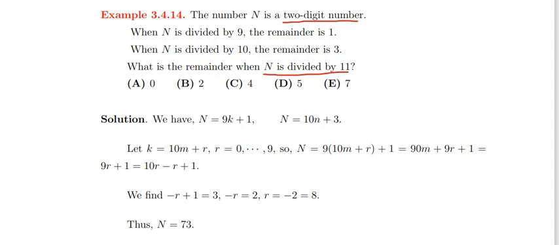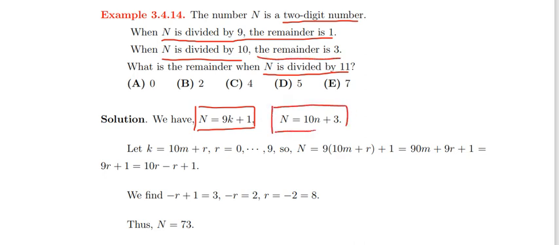So to find this n, we have 2 ways. One way, the traditional way, is if n divided by 9 has remainder 1, so we can write n in this form: n equals 9k plus 1. So n divided by 10 has remainder 3, so we can write this in this form. So we just try to find which k or n satisfies both of them. So we can use this way.